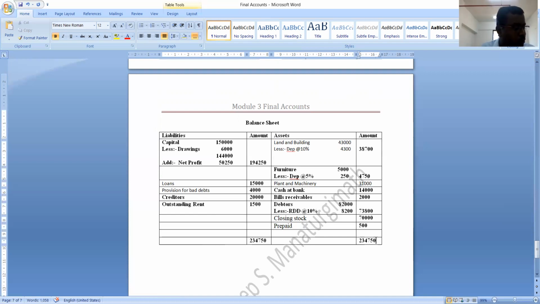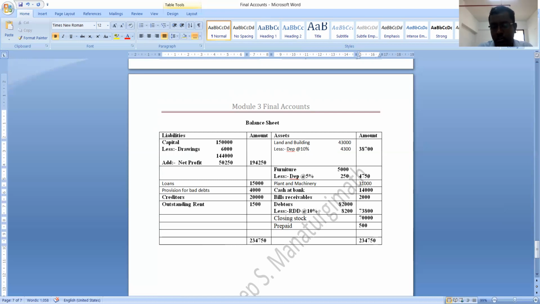You need to prepare two accounts called trading account and profit and loss account, and you need to prepare one statement called a balance sheet. It is the procedure that you need to follow for solving problems on final accounts. Hope you understood. If there are any queries, you can post them on the WhatsApp group.